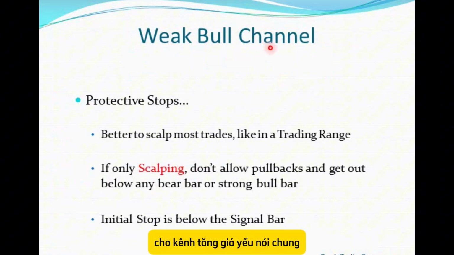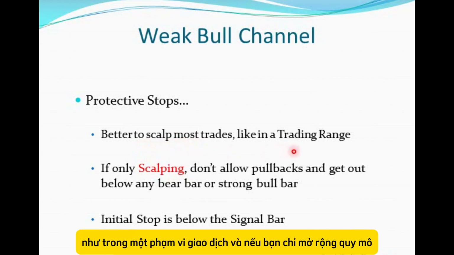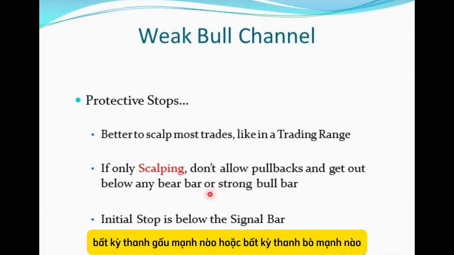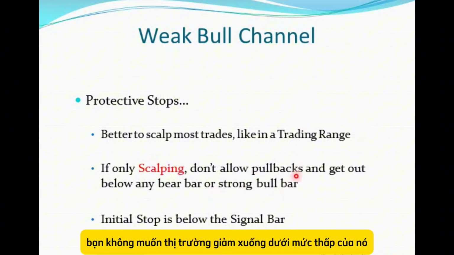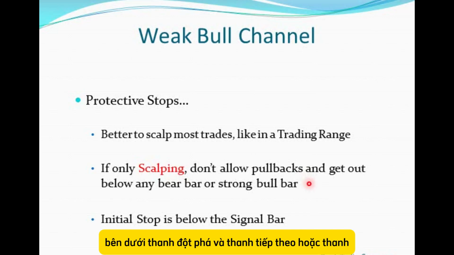For a weak bull channel in general, where are your protective stops? In general, if it's a weak bull channel with big swings, it's better to scalp most trades, like in a trading range. And if you're only scalping, you don't want to allow pullbacks. And you certainly would get out below any strong bear bar or any strong bull bar. If you have a strong bull bar, you don't want the market to fall below its low. That bull bar is a breakout, and you don't want the market to reverse below the breakout bar on the very next bar or a bar or two later. The initial stop is below the signal bar.